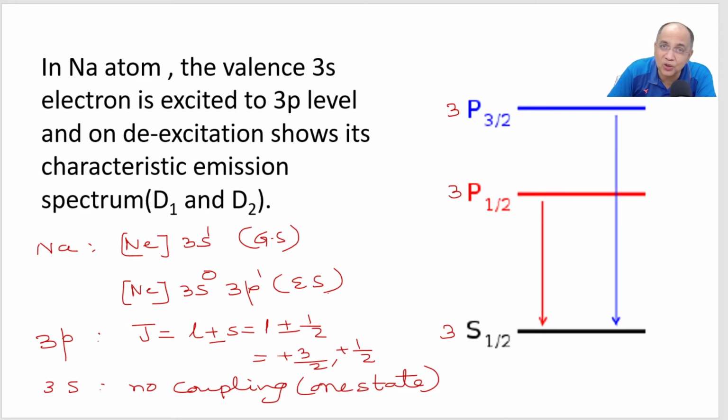As long as there is no magnetic field, whether internal or external, no coupling, there is only one quantum state. So this transition will give you one line, the lower wavelength line, and this is the higher wavelength line. I'm sorry, this will be the higher wavelength line and this the lower wavelength line, because where the energy is more, lambda is less. Where the energy is less, lambda is more, right?